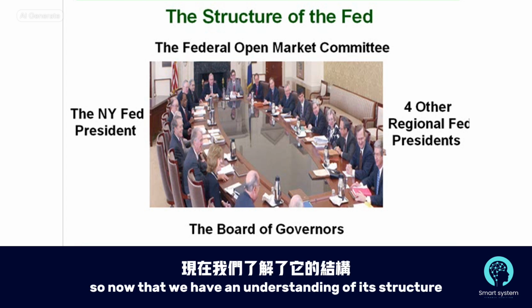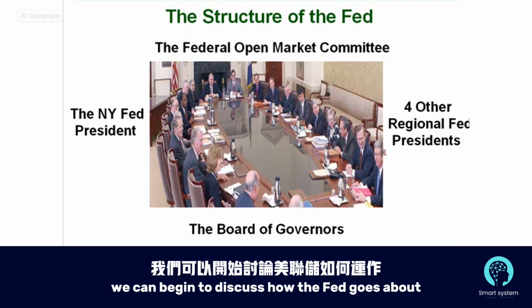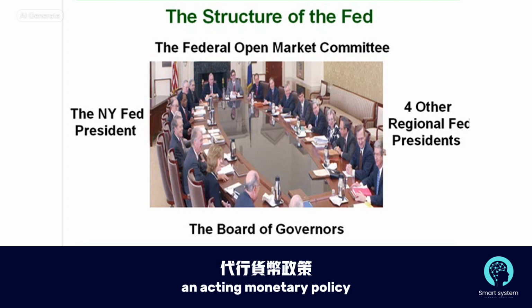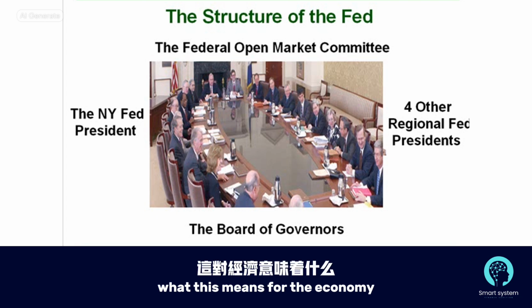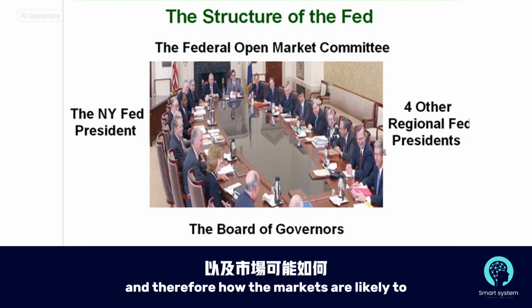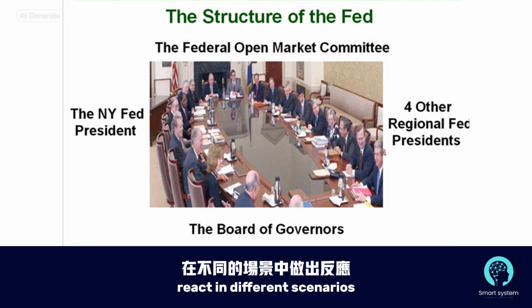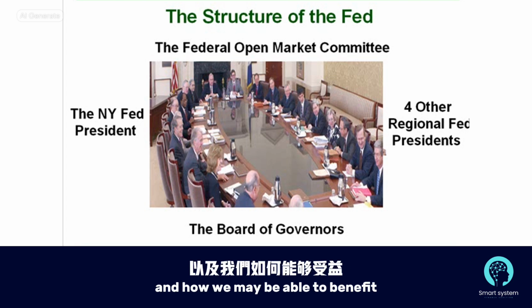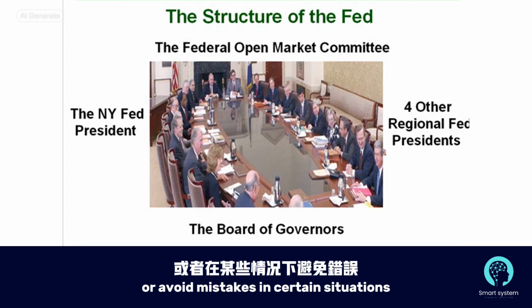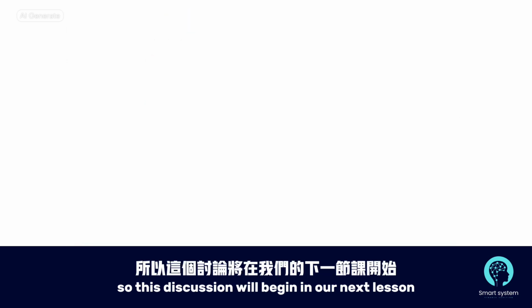So now that we have an understanding of its structure, we can begin to discuss how the Fed goes about enacting monetary policy, what this means for the economy, and therefore how the markets are likely to react in different scenarios, and how we may be able to benefit or avoid mistakes in certain situations. So this discussion will begin in our next lesson.